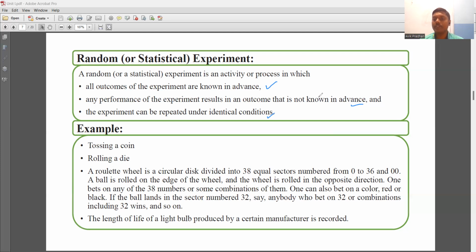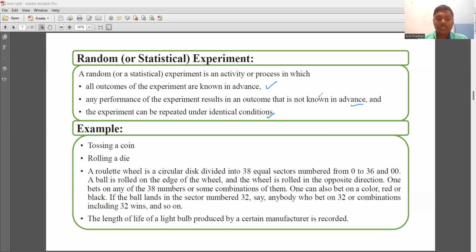In this experiment, if I think about only the numbers, there are 38 possible outcomes: 0 to 36 and double zero. But in a particular performance of the experiment, we do not know where this ball is going to stop. So this is also a random experiment. And the third condition says that we can conduct the experiment as many times as we wish with identical conditions. So we can do that.